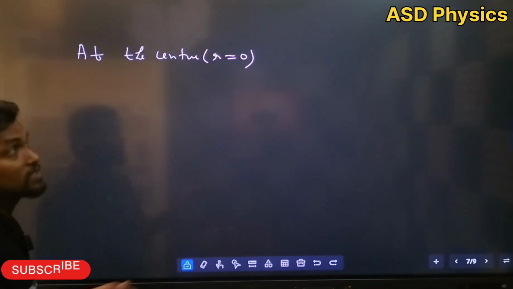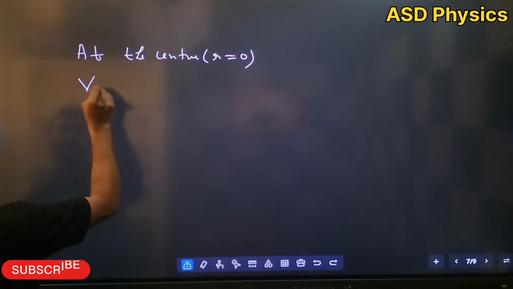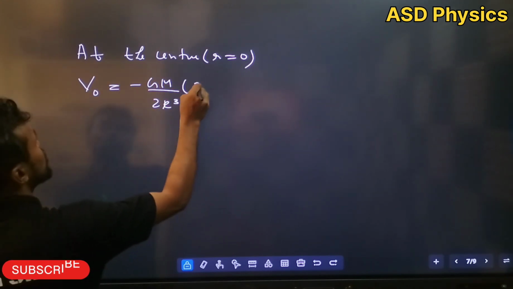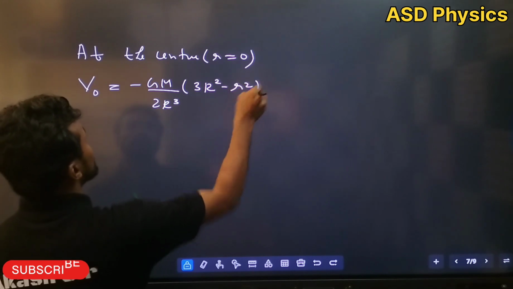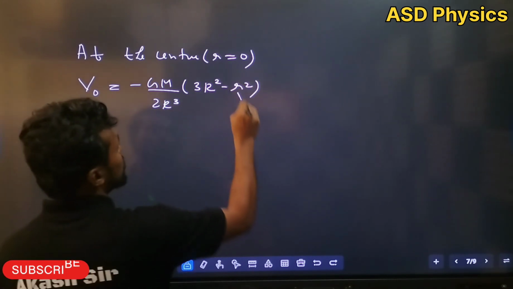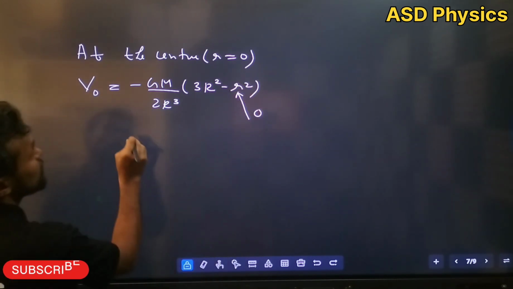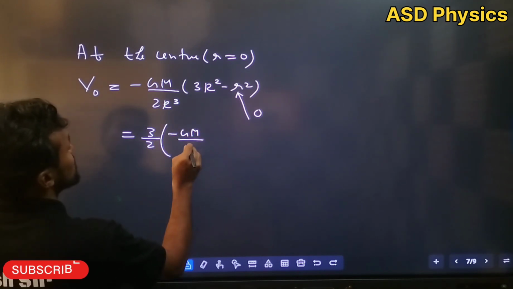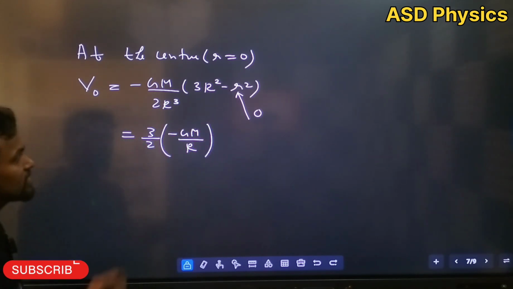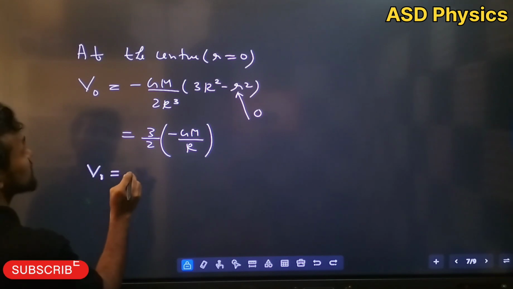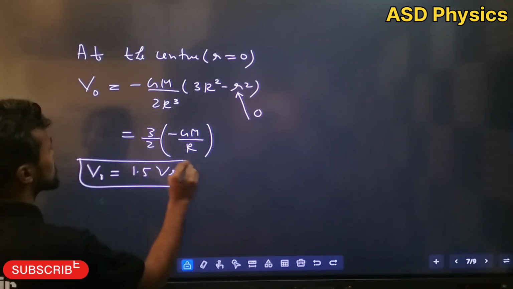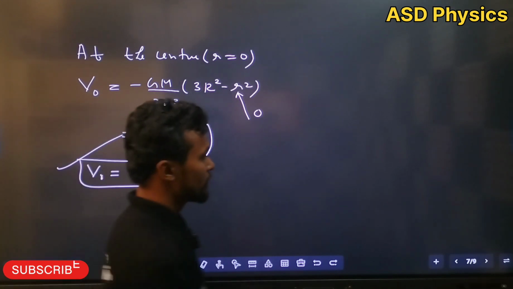At the center, the value of small r, how much? 0. That means we can write here at the center V not equal to, put the value please, minus GM by 2R cube into 3 capital R square minus small r square. Now this small r value is 0. That means it will come 3 by 2 times minus GM by R. That means potential at the center is 1.5 times the surface potential. Kindly remember it very well.